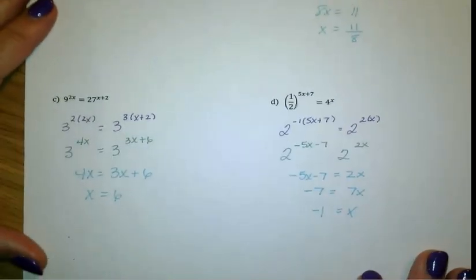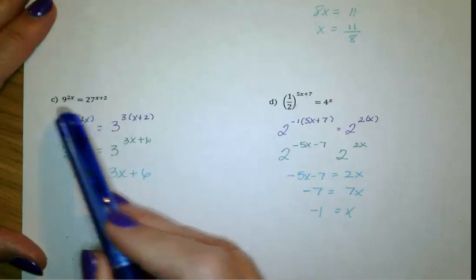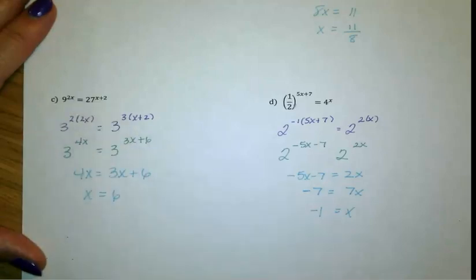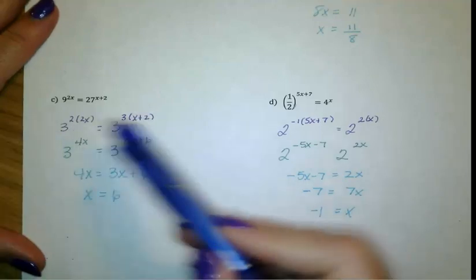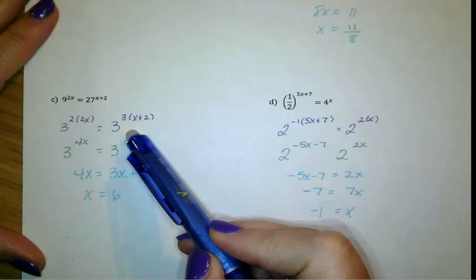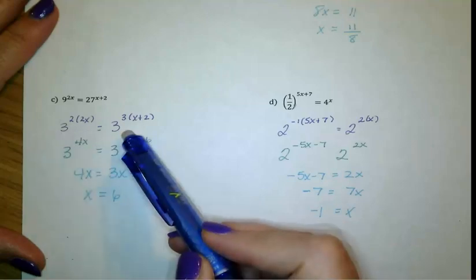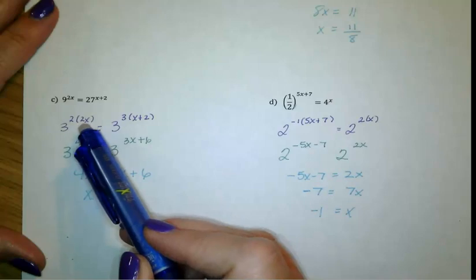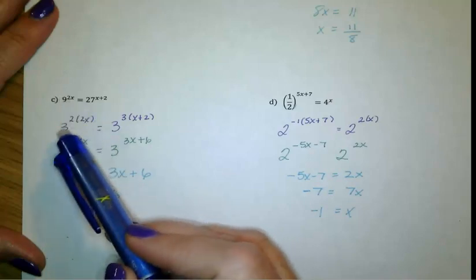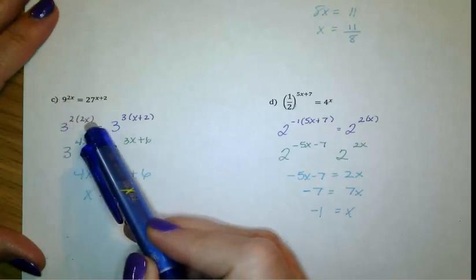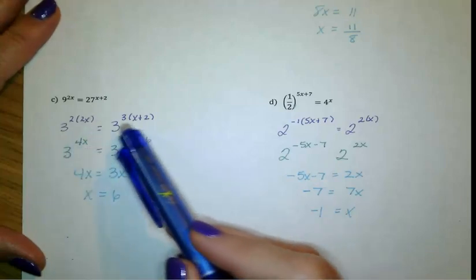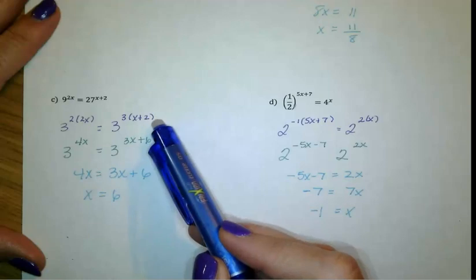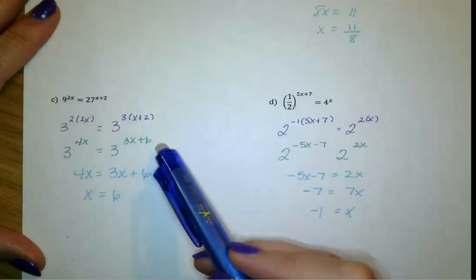All right, let's look at E. Let's see. So this is a 9 and this is a 27, and they're most definitely not the same base, but we can make them the same base of 3 because 3 squared is 9 and 3 cubed is 27. So once I rewrite those with a base of 3, then I clean up the exponent because 9 became 3 squared, but there was already a 2x in the power as well, so that's 2 times 2 times x, or 4x. And here I have to distribute the 3 through, so I get 3x plus 6.